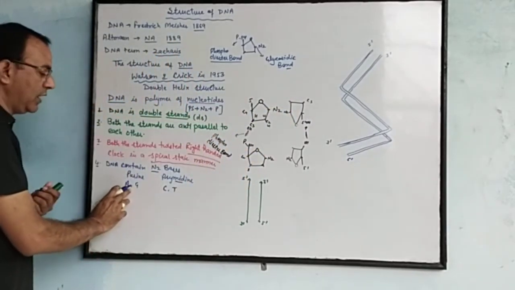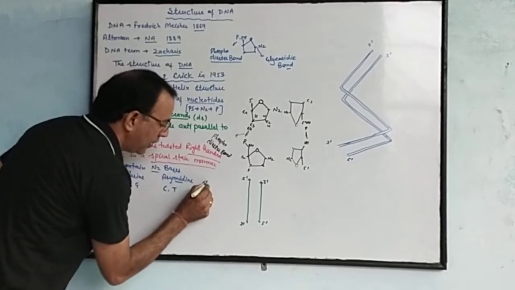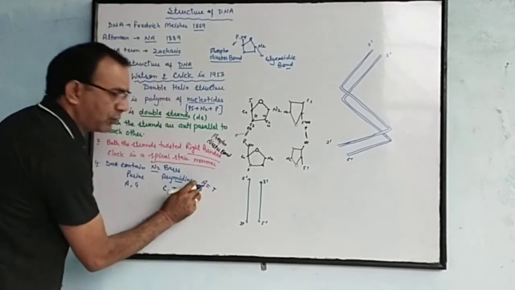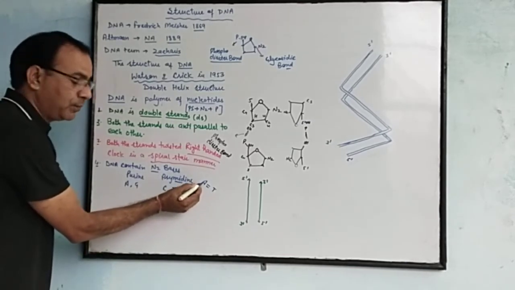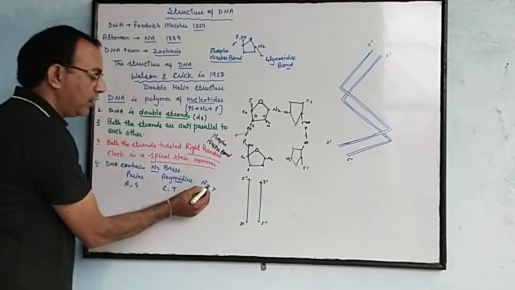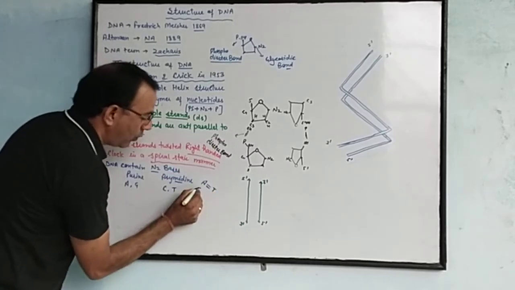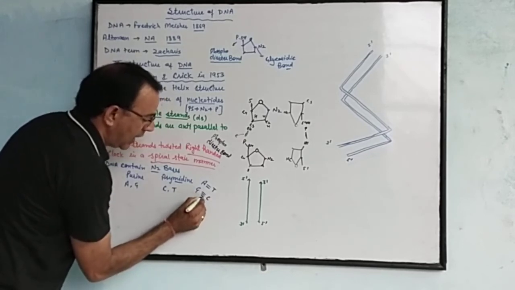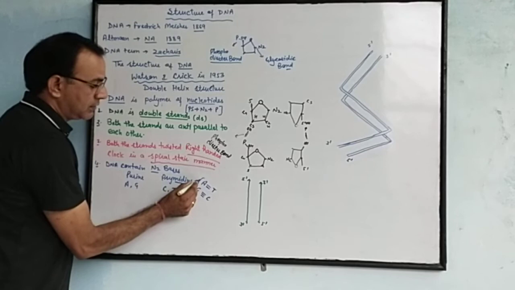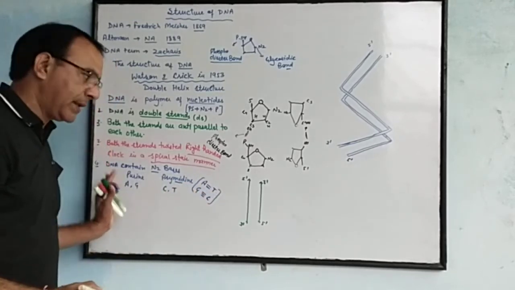How are these purine and pyrimidine attached with each other? Adenine is bonded with thymine with 2 hydrogen bonds. Not a, this sign is not for equal to. Adenine forms 2 hydrogen bonds with thymine, and guanine is attached with cytosine with triple hydrogen bonds. In such a manner, the DNA nitrogen bases are present.